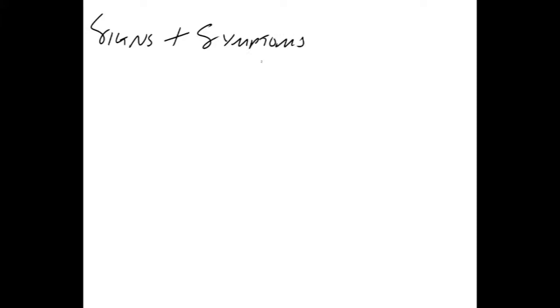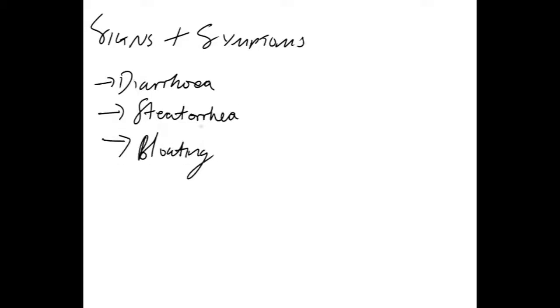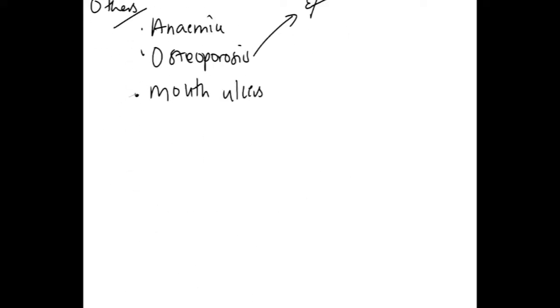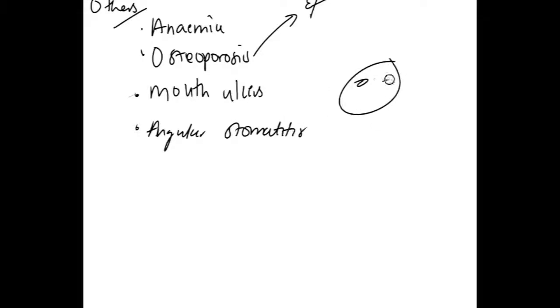Now, the signs and symptoms these people get will be along the lines of diarrhea, steatorrhea, which is fatty stools. They will get bloating and may present with some weight loss as well. But other things to think about would be a potential for anemia and osteoporosis, which is the loss of bone mass. So make sure you go and clue yourself up on that. Mouth ulcers and angular stomatitis, which is inflammation of the corners of the mouth. So make sure in your GI exam that you check out their mouth.